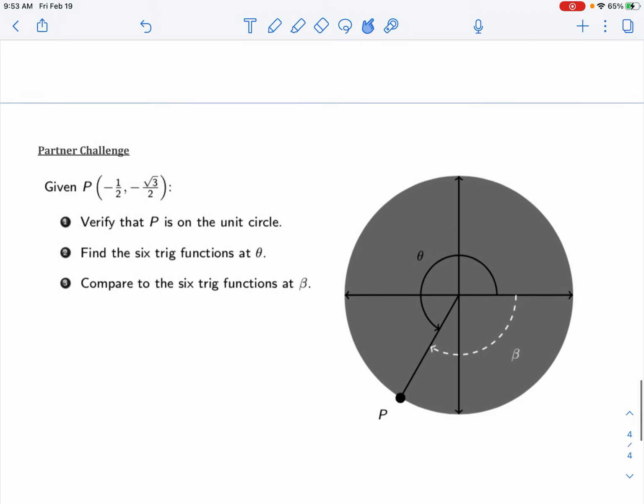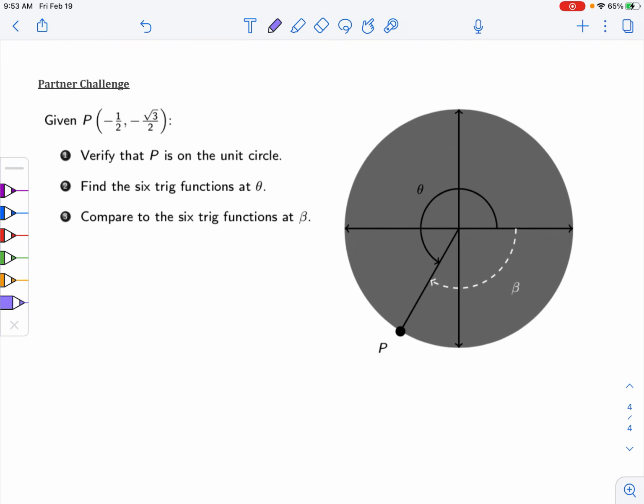Last but not least is your partner challenge or lone wolf challenge. Get this done. Okay, try it. Worst thing you can do is not know what you're doing and put something down on paper and it clicks. Who knows? So what I'm going to have you do, I'm given this point P is negative 1/2, negative root 3 over 2. You're going to first verify that it's on the unit circle. I mentioned that in the notes. I'm going to say, look back. I told you how to do that.